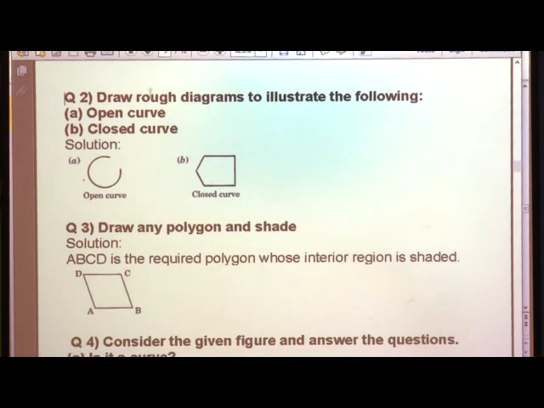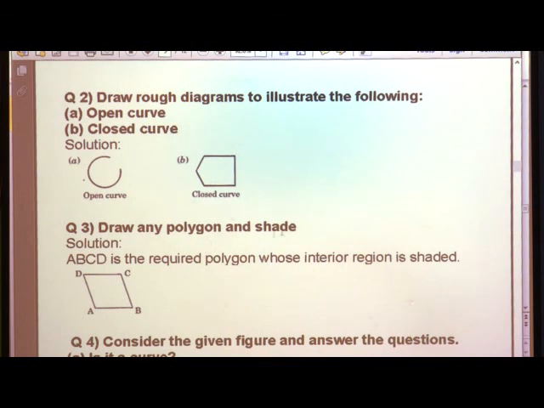Next question, draw rough diagrams to illustrate the following: an open curve and a closed curve. Any type of open curve as well as closed curve you have to draw here. So, for showing the open curve we have drawn a circle which is open from one end, and for a closed curve any type of polygon you can draw. This is the example of a closed curve.